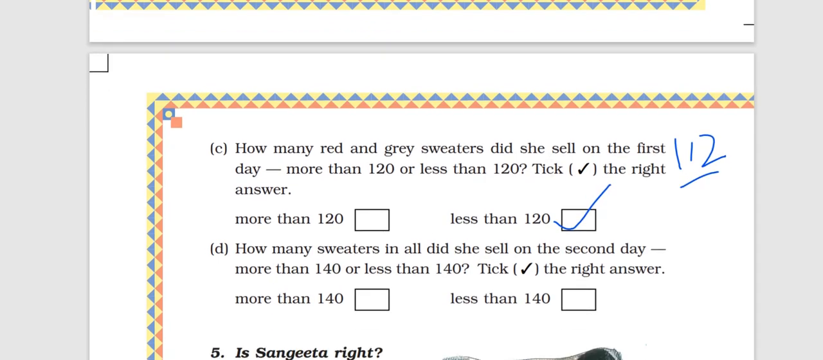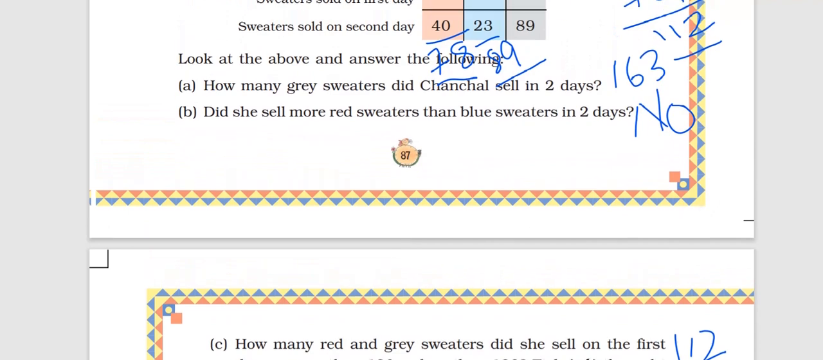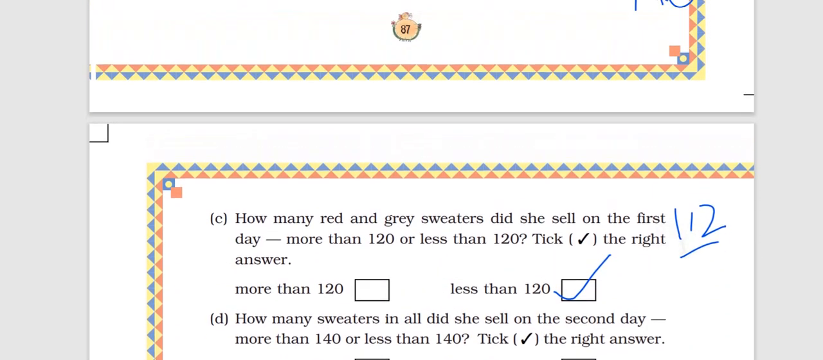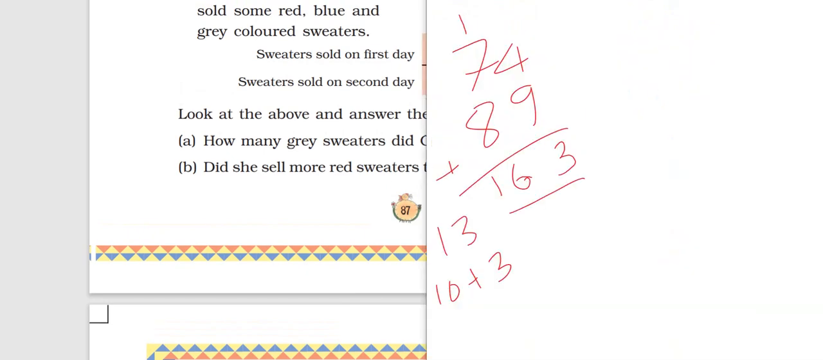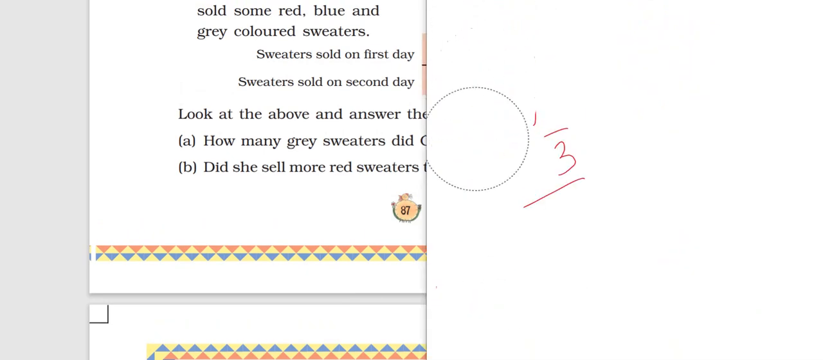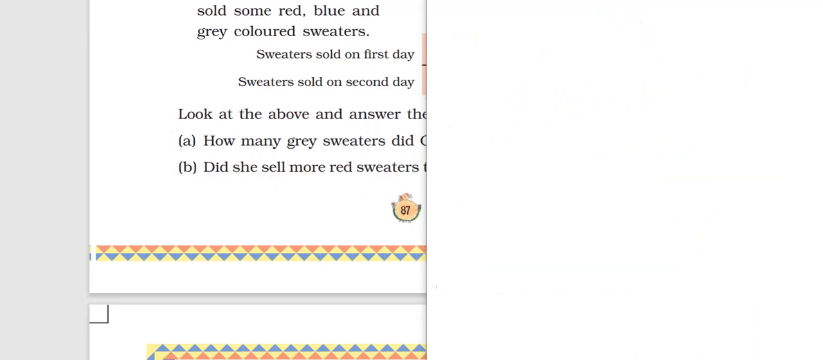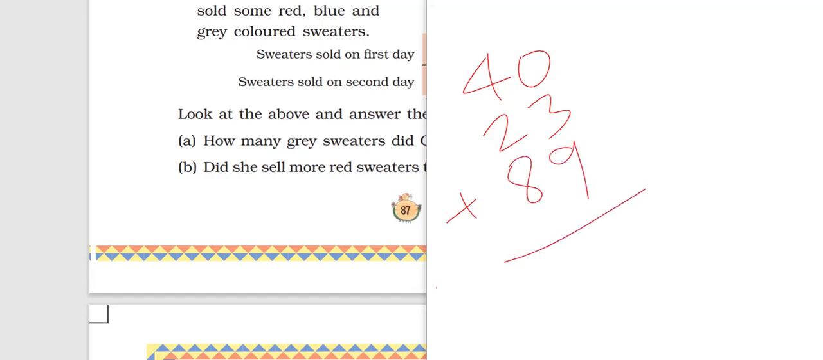How many sweaters in all did she sell on the second day? More than 140 or less than 140? Now they want how many sweaters she sold in all on the second day. Let's add up everything she sold on the second day: 40 plus 23 plus 89. Let's add up these three numbers.